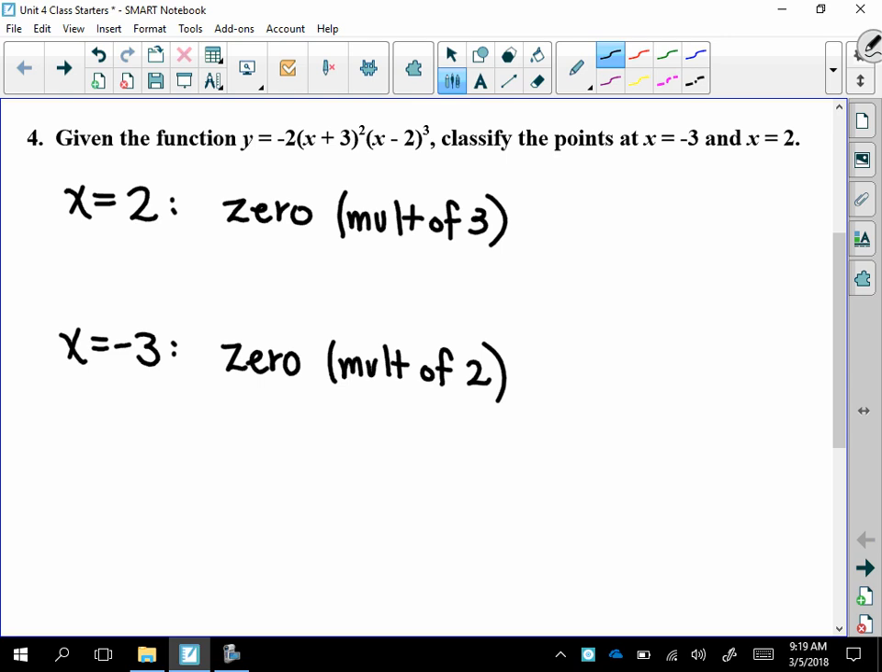So what does that mean? One's going to be parabolic. At x equals negative 3, the graph's going to appear to be parabolic at that point. And at x equals 2, the graph's going to appear to be cubic at that point, which means that we can even further describe those points. What does it look like at that point where the graph appears to be cubic, or what is it called?